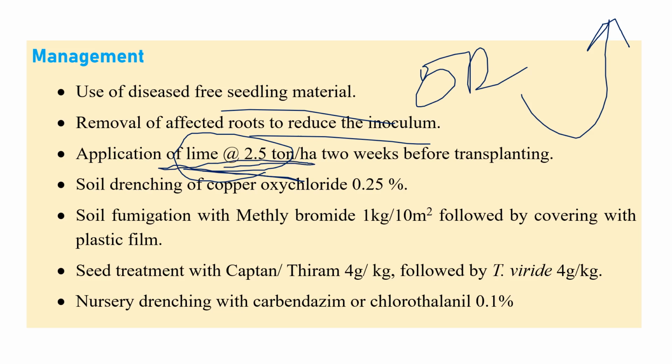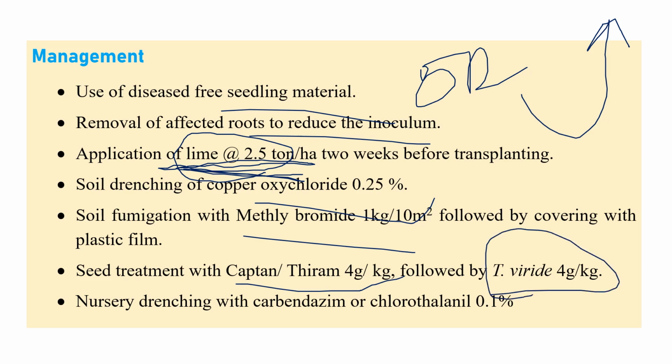So the application of 2.5 tons of lime two weeks after transplanting is the best management practice for the management of the disease. This was also given by Voronin. Soil drenching with copper oxychloride will also be helpful, and soil fumigation with methyl bromide at 1 kilogram per 10 square meters can also be useful. Seed treatment with captan thiram at the rate of 4 gram, followed by Trichoderma viride seed treatment at 4 gram per kilogram, can be recommended. During nursery stages we can drench with carbendazim or chlorothalonil at the rate of 0.1%.